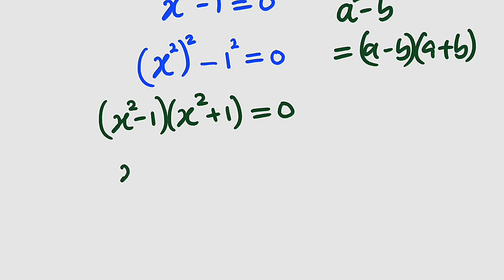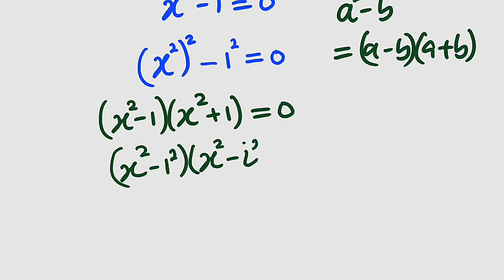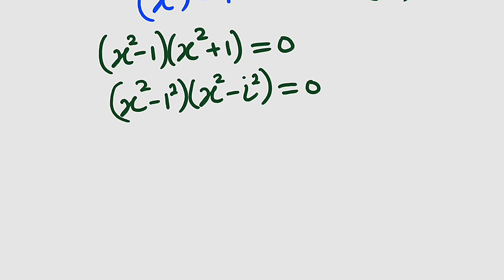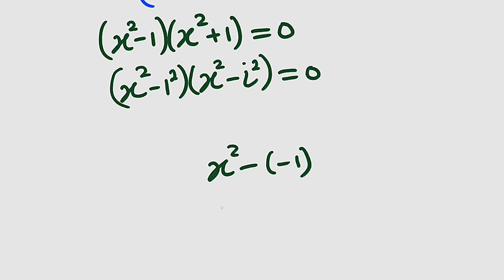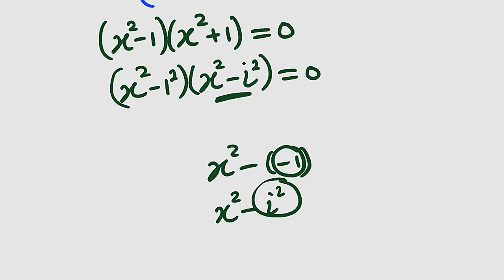We can rearrange this as x squared minus 1 squared for the first factor, and for the second factor we can write it as x squared minus i squared. I will explain this. From this, you can write it as x squared plus 1, because minus minus is plus, so we get this plus back. But negative 1 is the same thing as i squared, so this becomes x squared minus i squared. i squared here is negative 1, so it can be written as this.